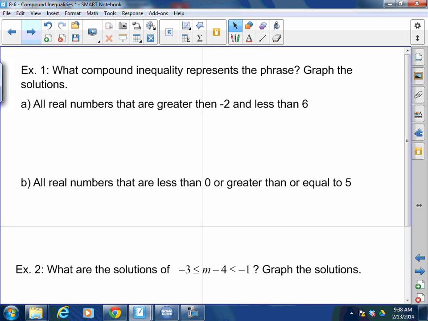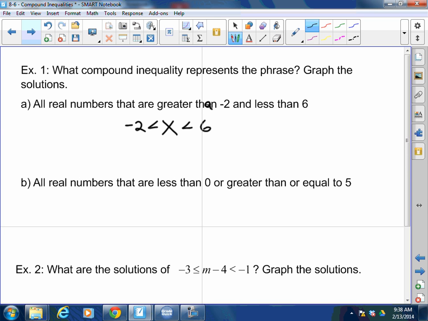What compound inequality represents the phrase and then graph the solutions? So I want all real numbers that are greater than -2 and less than 6. Sorry about the typo. Always start with your x in the middle. X is greater than -2 and less than 6. Did everyone see how I magically did that? I just read, my brothers.